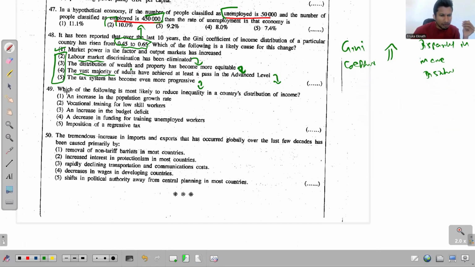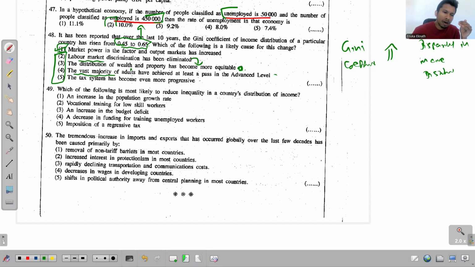49. Which of the following is most likely to reduce inequality in a country's distribution of income? So the two questions are somewhat similar. Yes.